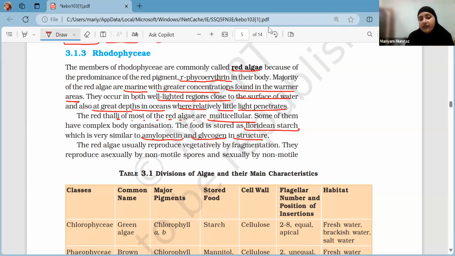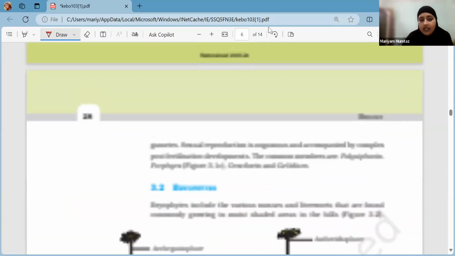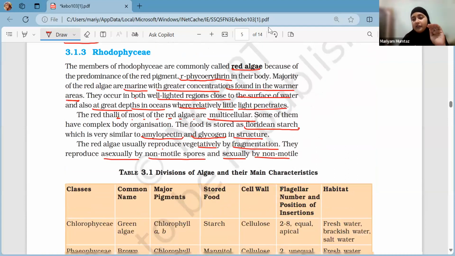The red algae usually reproduce vegetatively by fragmentation. They reproduce asexually by non-motile spores and sexually by non-motile gametes. Okay, so one very famous kind of question that comes from here is, which of the following has no motile structure all their life? Rhodophyceae. Because even their asexual spores are non-motile and their sexual gametes are also non-motile. So there is no stage in their life that they would have any motile structure. Zero. None. All of the structures in their life are non-motile.